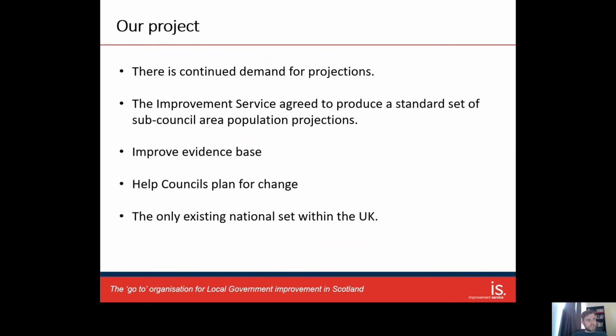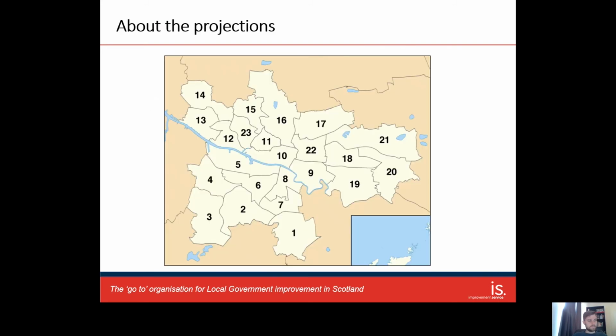So it was hoped that the projections and the user support would help councils to understand the future size and makeup of their populations and what that might look like in different local areas. And that would help them prepare for demographic change in the future and to meet the challenges that poses to service delivery. Producing a national set based on the same assumptions also allows some comparison of small areas between local authority areas. And this project was the first time anything like this has been done anywhere within the UK.